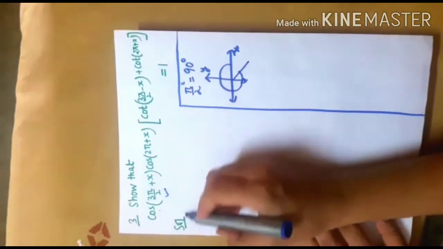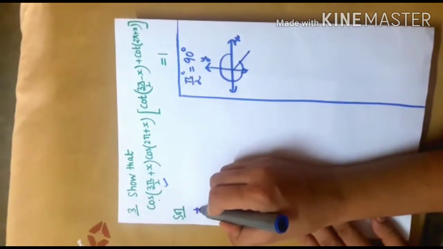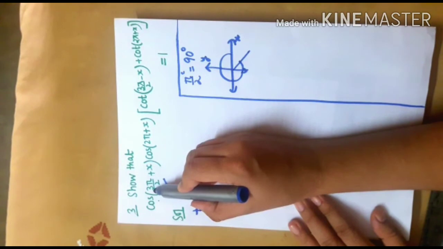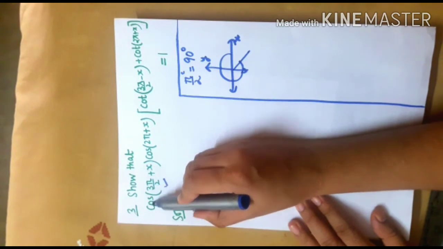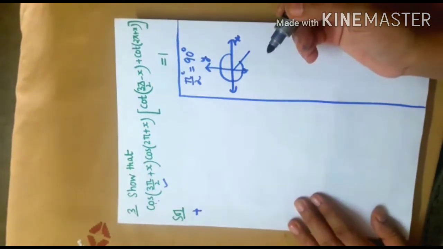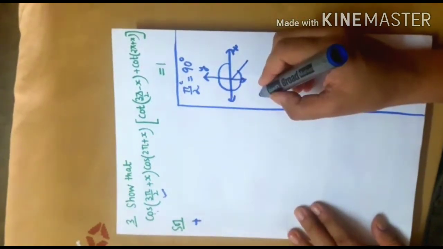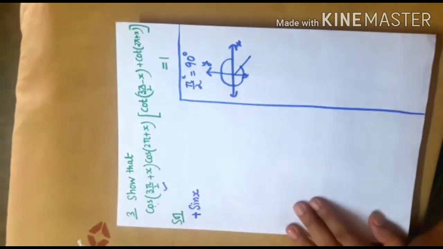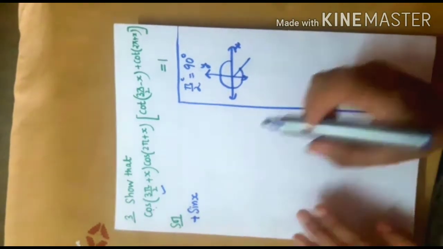In the fourth quadrant, cos is positive. And because 3 is an odd number, this trigonometric ratio will change to its complementary trigonometric ratio. And the complementary trigonometric function of cosine is sine. So I'll get sin x here, right?